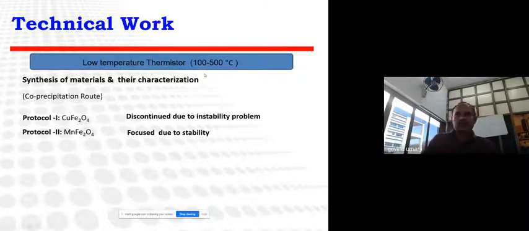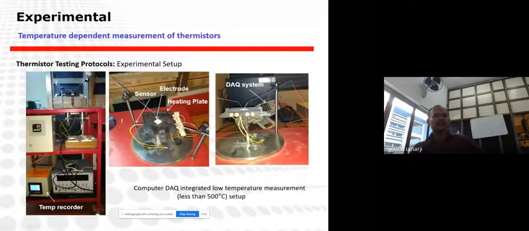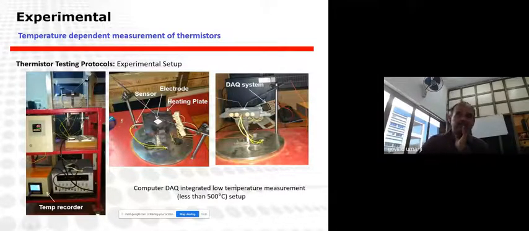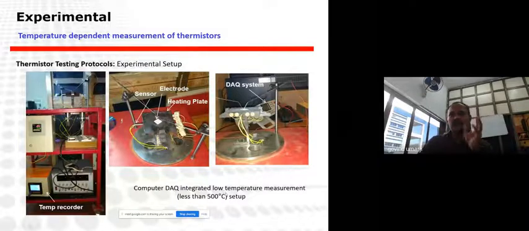When we started our measurement, we understood from the TG that copper based ferrite is unstable. There is a stability issue. So we focused our main work on manganese based ferrite, and this is the actual initial setup that we used. This is a temperature sensor to record the data, this is an electrode, and this is a heating plate. There is a data acquisition system connected to a computer for the low temperature measurement system.